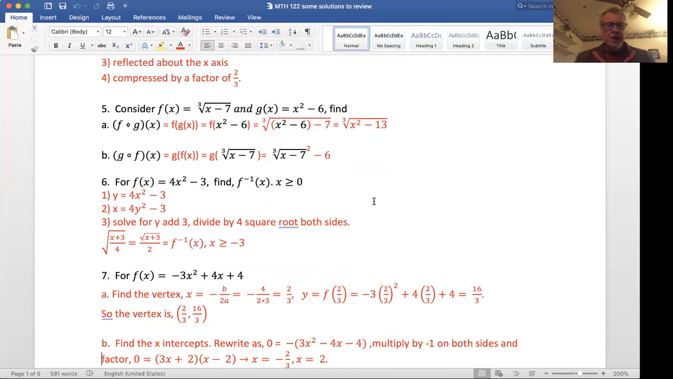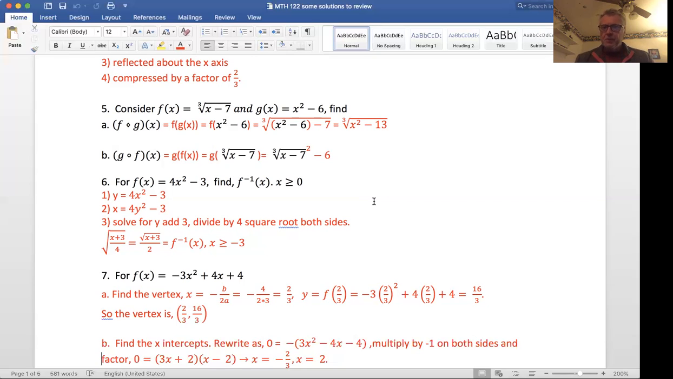The next one, g composed with f of x. This means every place in g where there's an x, we're going to put the cube root of x minus 7. So g of x started out as x squared minus 6. So where the x squared is, I replace that x with the cube root of x minus 7. And I still square it because the x was squared, and minus 6. There really isn't any simplifying we can do here.